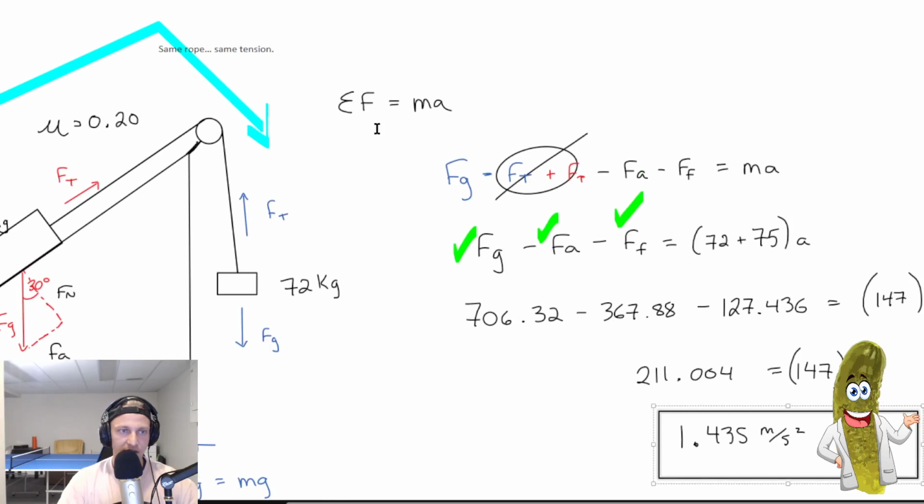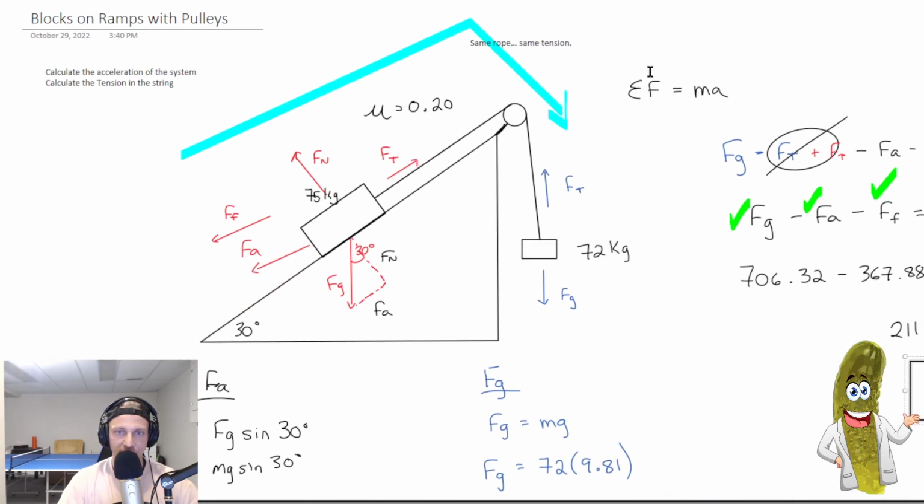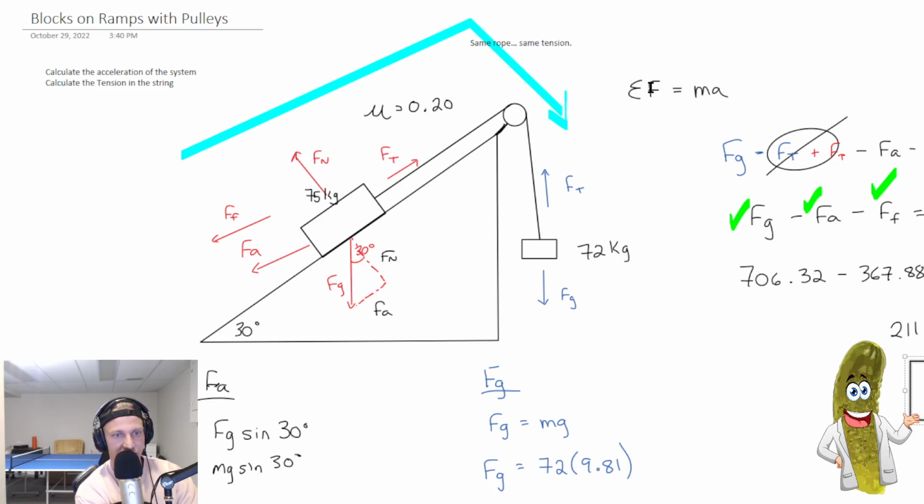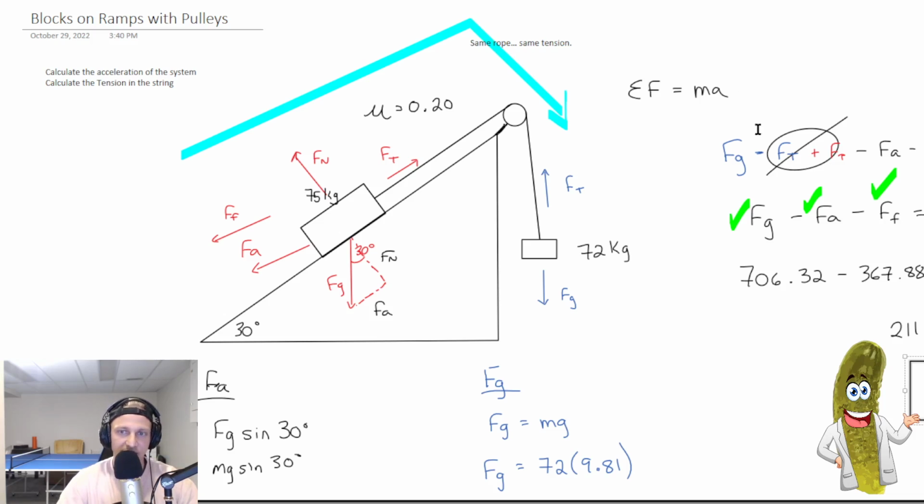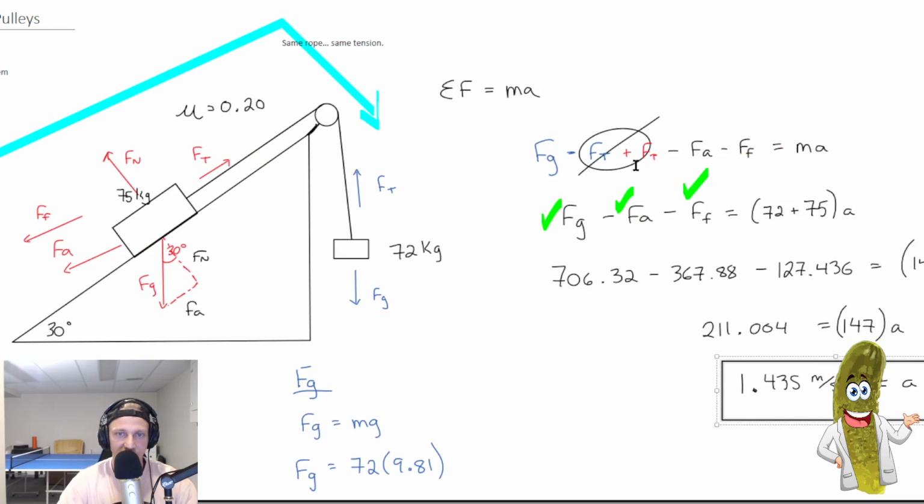So again, we began this question with this idea. We wanted to use the sum of F is equal to MA. And what we said was we know parts of this question, but we didn't know everything we needed to. This was the formula that we had. We had FG from this blue part here, minus the force of tension plus the force of tension, minus F of A, minus F of F is equal to mass times acceleration.